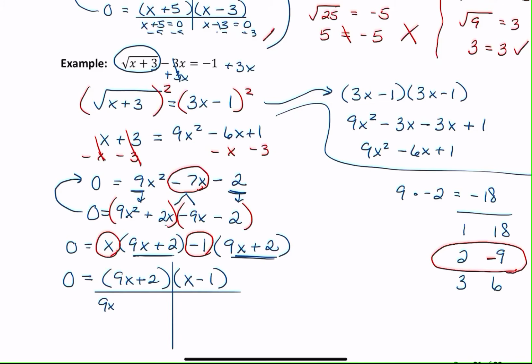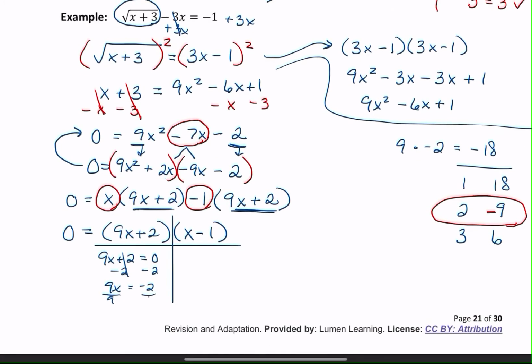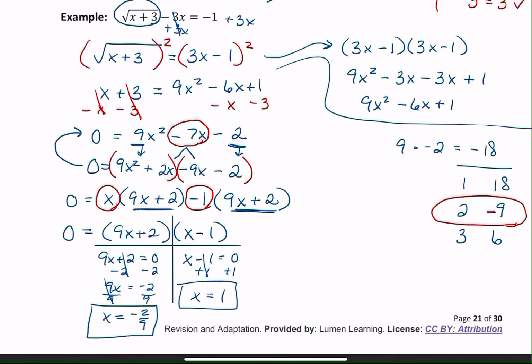So here I've got 9x plus 2 equals 0. I'm going to subtract 2 from both sides, and I've got 9x equals negative 2. Divide by 9, and that gives me x equals negative 2/9. Then the other one, I've got x minus 1 equals 0. Add 1 to both sides, and that'll give me x equals 1. So I've got two solutions here.